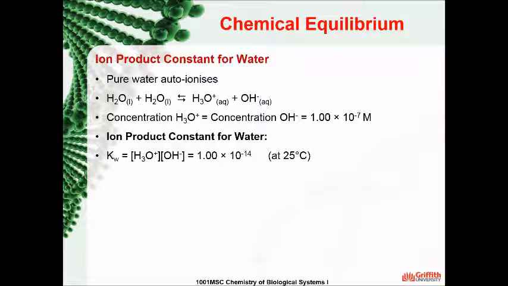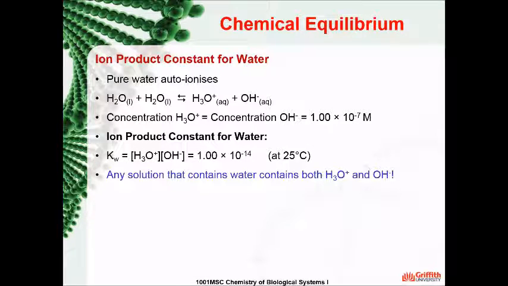So the Kw, where the W stands for water, is equal to the concentration of hydronium ions times the concentration of hydroxide ions, and is equal to 1 times 10 to the negative 14. This constant is calculated at 25 degrees Celsius. So in any aqueous solution, you will find both hydronium and hydroxide ions. If you know the concentration of one ion, you can calculate the concentration of the other ion using Kw.